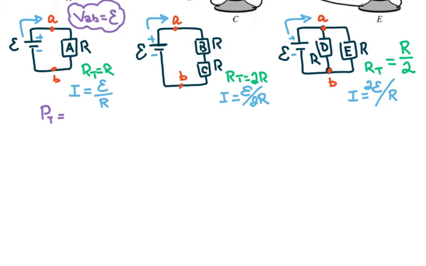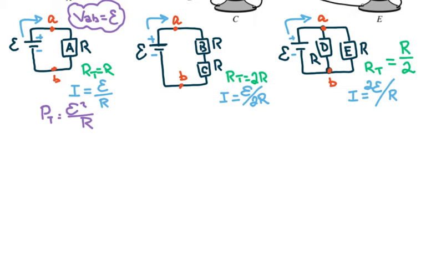So the voltage between points A and B is the EMF. So it will be EMF times the current, and the current is EMF over R. So the power supplied by the battery and the power that is used by the bulb is equal to E squared over R. So it's the total power and the power taken by the bulb. So it's the same power in this case.